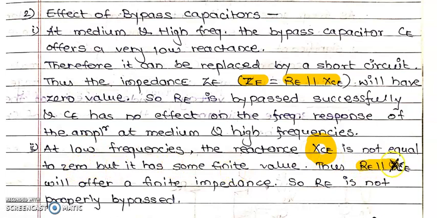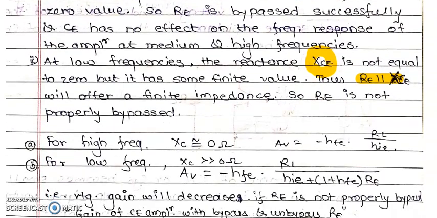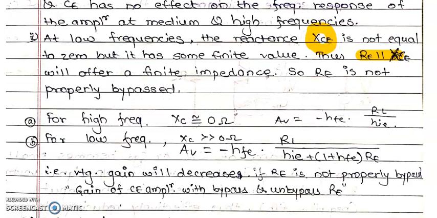Thus RE parallel to XCE will offer a finite impedance, and that's why RE will not be properly bypassed for lower frequency regions. Here the same is represented: for high frequencies XCE is equal to 0, while for low frequencies XCE will not be equal to 0.